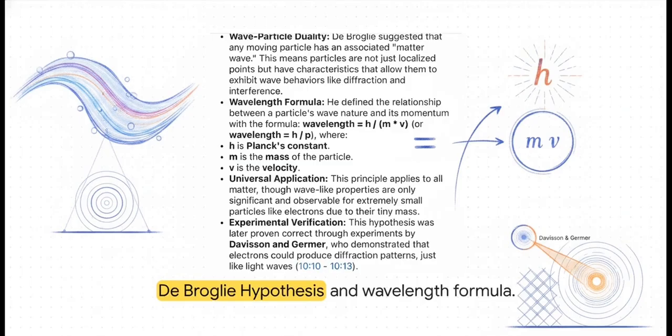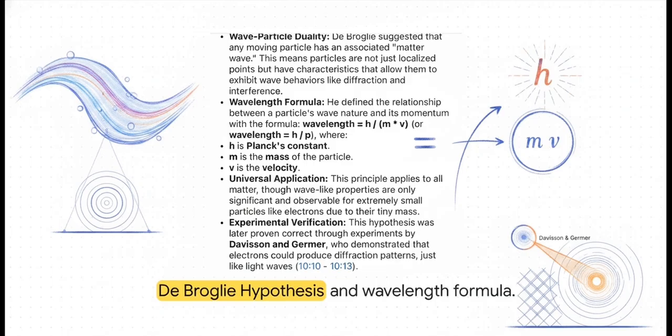Up until this point, we were treating electrons like tiny, solid planets orbiting a sun. But then Louis de Broglie comes along and introduces wave-particle duality with this formula: wavelength equals Planck's constant divided by mass times velocity. He proposed that any moving particle, especially incredibly tiny ones with almost no mass, like electrons, actually has an associated matter wave. They aren't just localized points anymore. They exhibit wave behaviors like diffraction and interference.